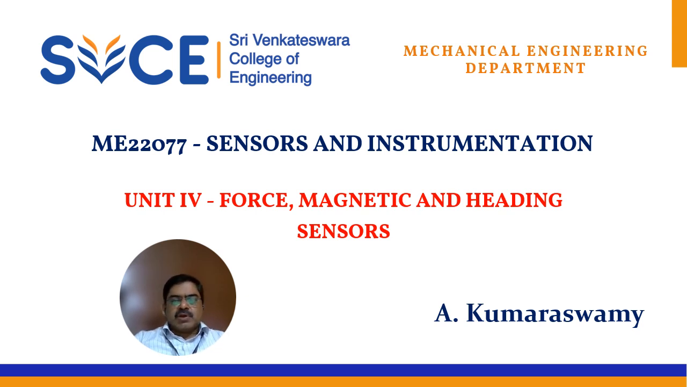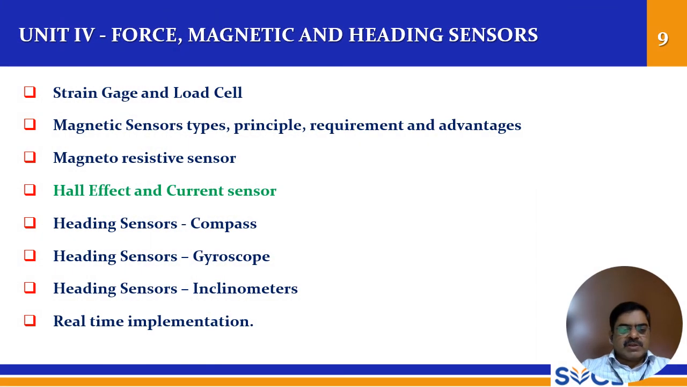So here we are going to discuss Hall effect and current sensor. Two sensors we shall discuss today and complete them. In the last class, we have seen the magnetic sensors. In the next class, we shall see the heading type sensors. So we are here now. We have completed these topics, and now we are going to complete Hall effect and the current sensor.